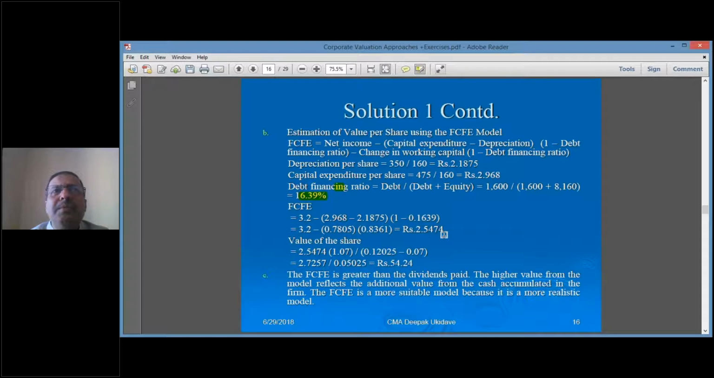NOPAT is not the base. You have to convert it into cash flow. So add back depreciation. NOPAT plus depreciation is CFAT, cash flow after tax. From this cash flow after tax, you deduct delta capex and delta WC, and you get cash flow from operations, CFO.